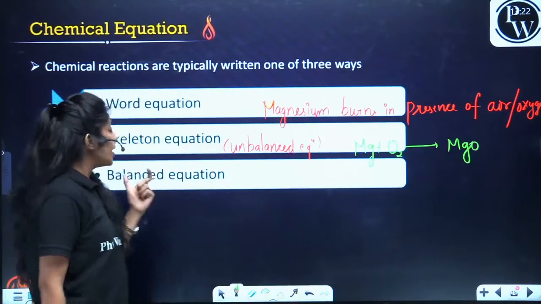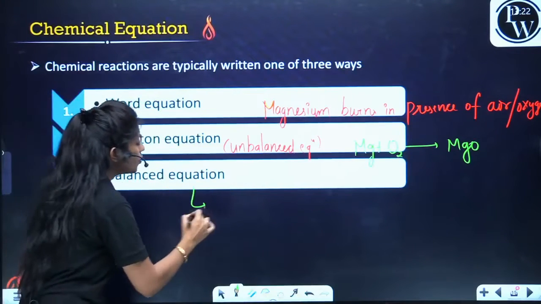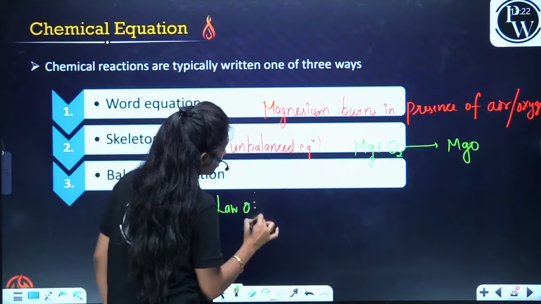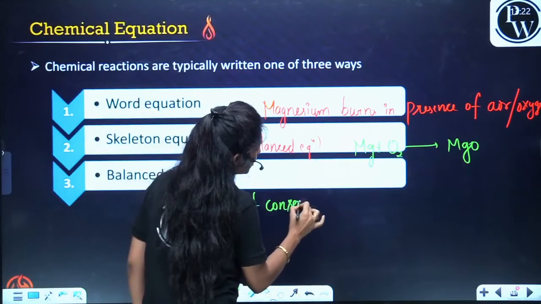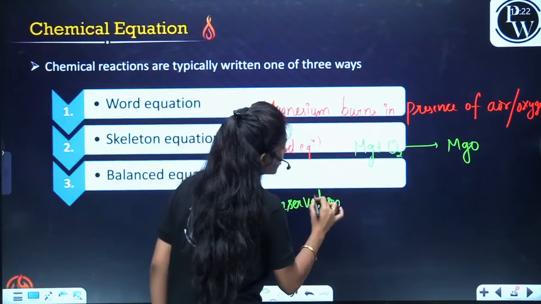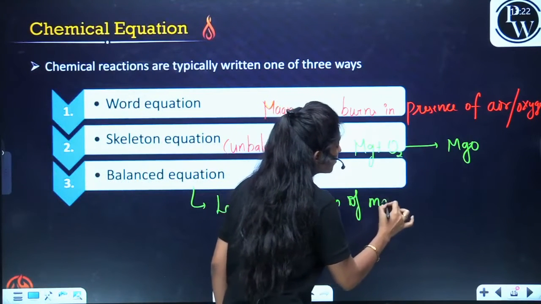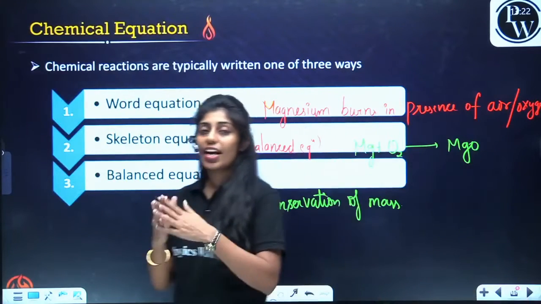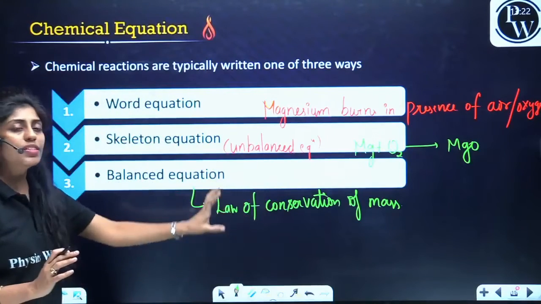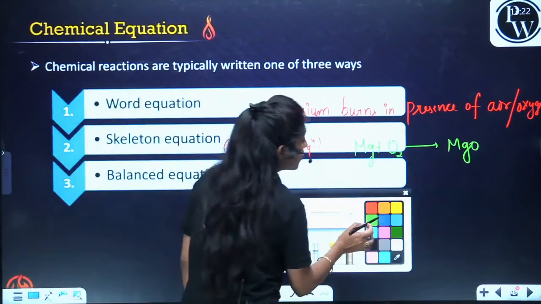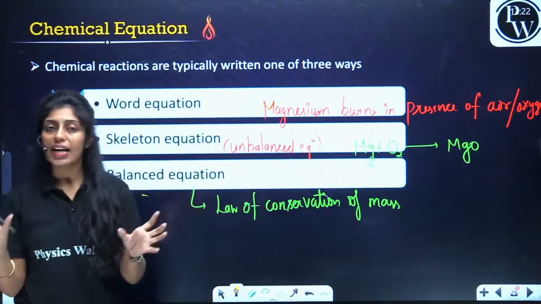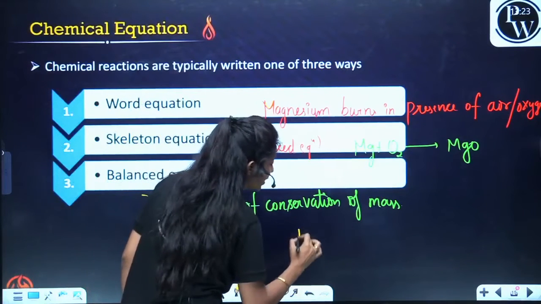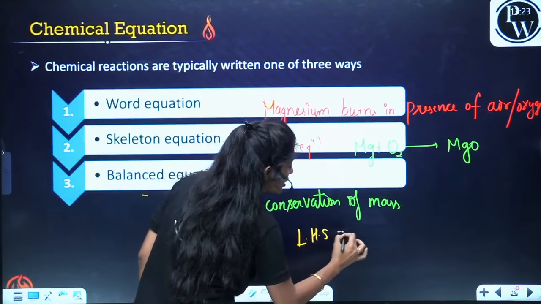Now we have the balanced one. The balanced one is very much required. Why? Because of the law of conservation of mass. Let me know who gave this law. The father of chemistry himself, Antoine Lavoisier. So basically, according to this law, equalization of atoms from reactants and product side should be done. The law of conservation of mass says left hand side is equal to right hand side.